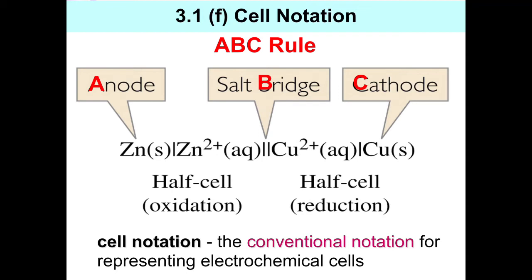So we write Cu2+, single line, Cu solid. The single line is written to separate Cu2+ and Cu solid. So we write the equation at anode followed by salt bridge and then equation at cathode. That's how we write cell notation.